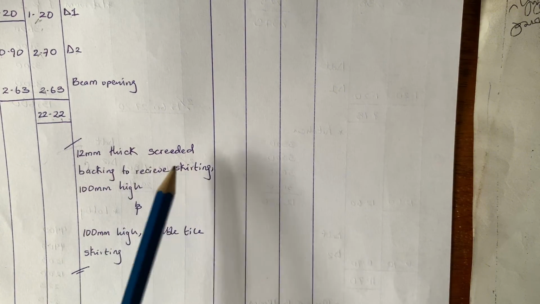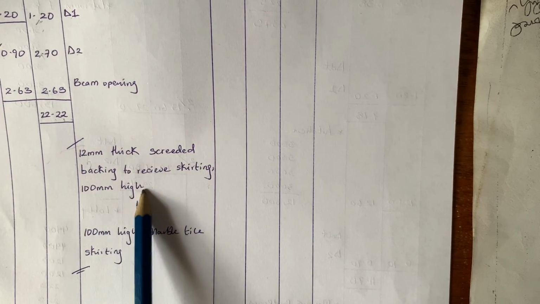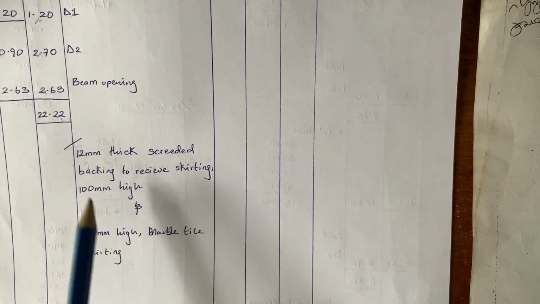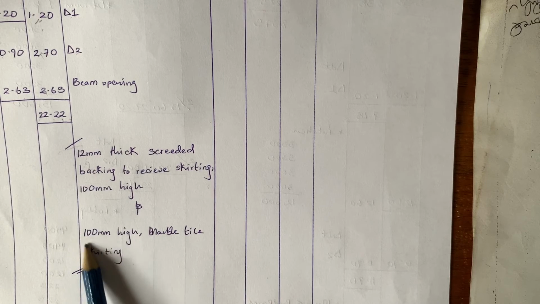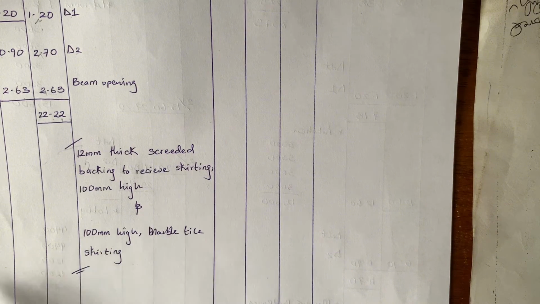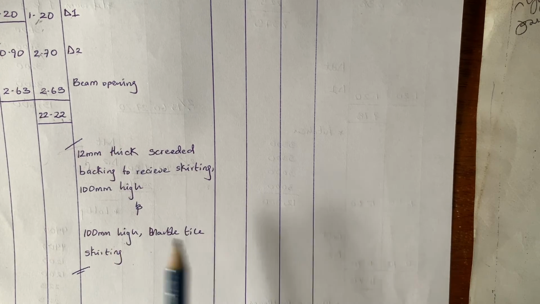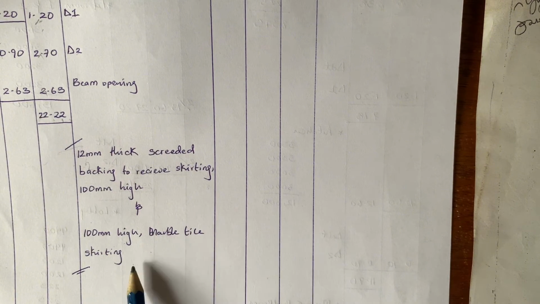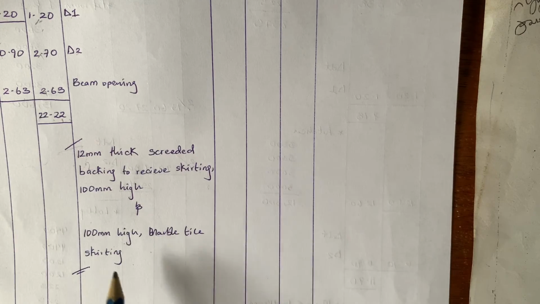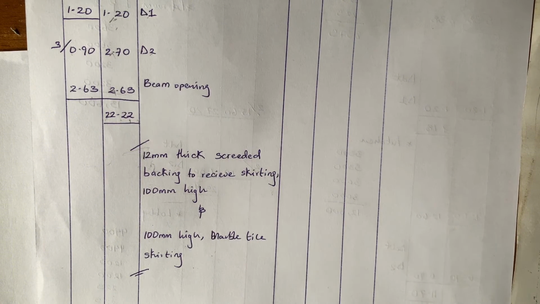So, 12 mm thick screeded backing to receive skirting, 100 mm high, and then you do your handing on, because the two operations come together. The 100 mm high is the height of the skirting. It is stated in the BSMM that you state the average height. And then the marble tile skirting is the description of the type of tiling you are going to be using for your skirting. Doing this, you have booked your skirting. And then we've come to the end of the video for measurement of finishes.